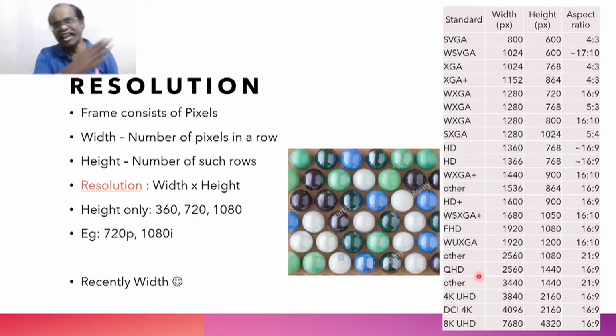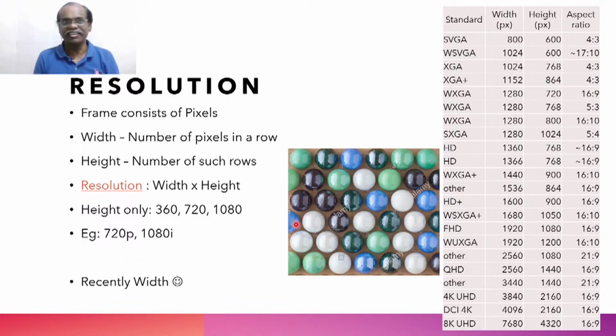4K, again, is 3840 or 4096. These are all 4K. 8K, again. So you can see how the numbers are. I've given a list. You can also check Wikipedia to find the standard, the width and height. The latest trend is width. If somebody says 1080, it's an old standard. If somebody says 4K, it's a new standard, right?